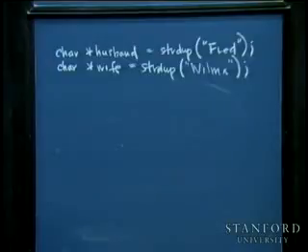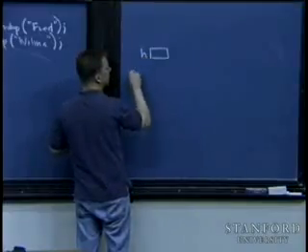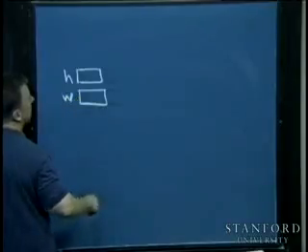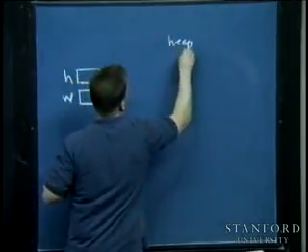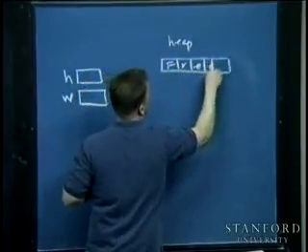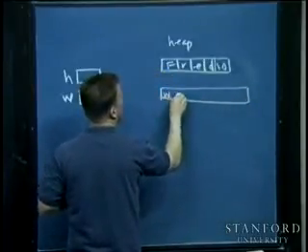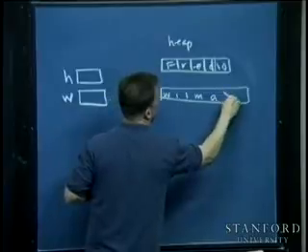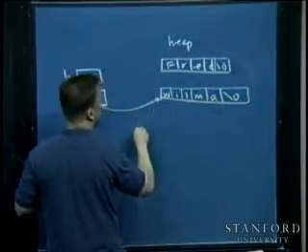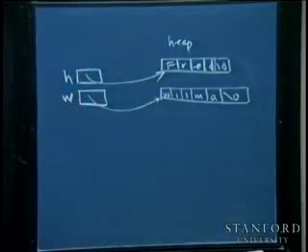Let me draw the state of memory right here. I have this thing called husband. I'll just put an H there to mean husband. I have this variable called wife, which just gets a W here. And then in the heap over here, I get space for Fred, \0. I get space for Wilma. And this points to that as a result of the second strdup call. That points to the first one as a result of the first strdup call.